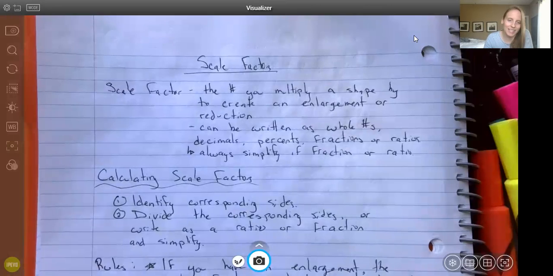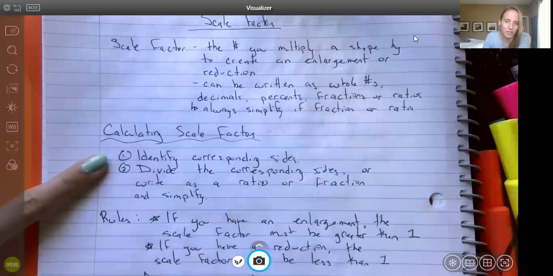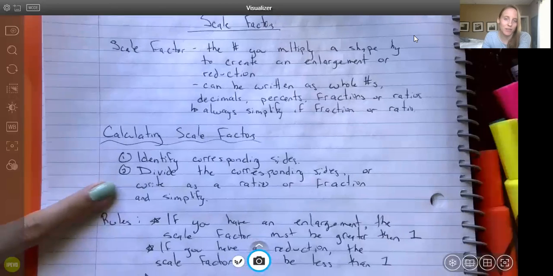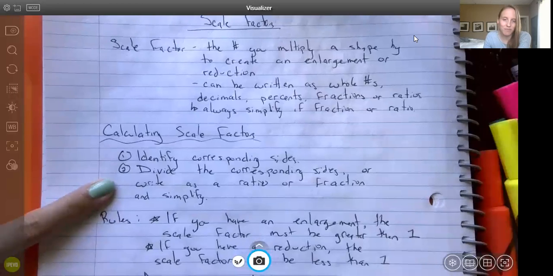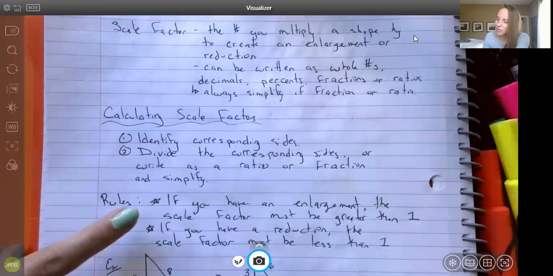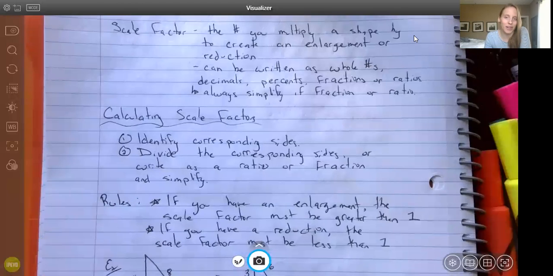So when we're calculating scale factors, it's really easy. We start by just identifying our corresponding sides, which we talked about in the last lesson, and then we just divide the corresponding sides or write as a ratio or fraction in lowest terms. It is important to note that if you are dealing with an enlargement, the scale factor has to be a number greater than 1. So that'll tell you which way you have to divide things. If it is a reduction, the scale factor has to be less than 1.